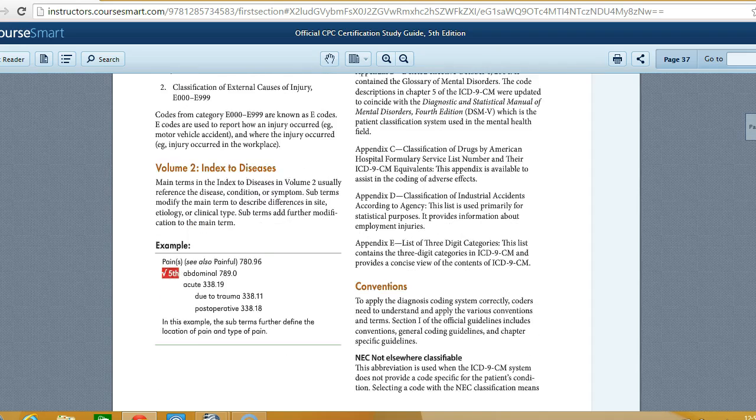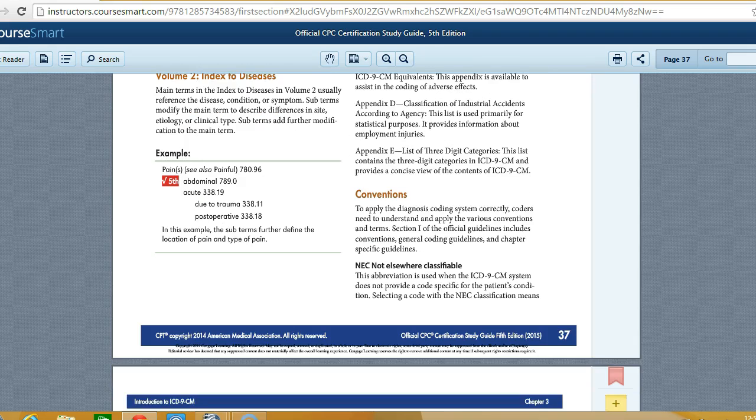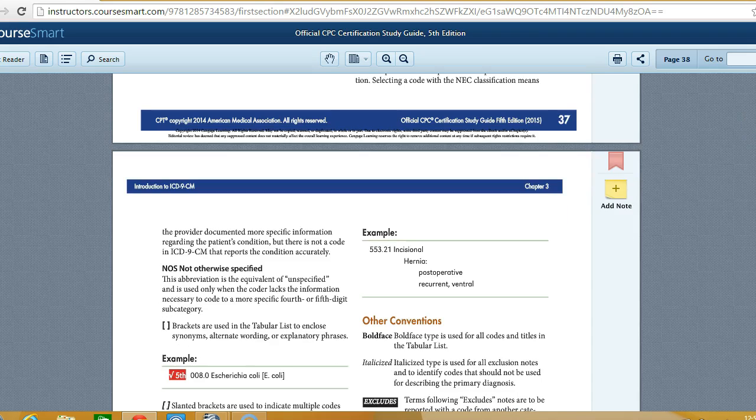Next of all, you all will talk about conventions, and we know what conventions are, and there's no excuse for you not to know what these conventions are. They're found throughout your books. NEC, not elsewhere classifiable. Remember, layman's terms: the doctor got specific, but ICD-9 does not have a code for it. NOS, not otherwise specified, means what? This is an unspecified code. The doctor was not specific of what he really wanted, but there are a lot of codes in ICD-9 that would have given him a more accurate diagnosis.